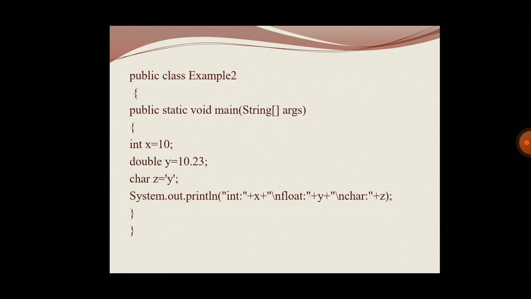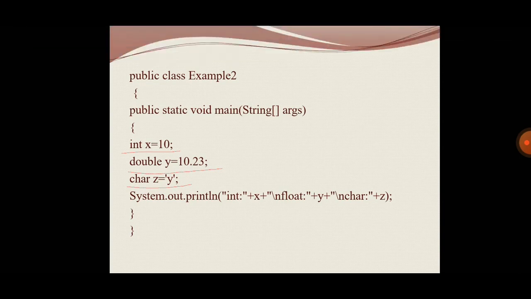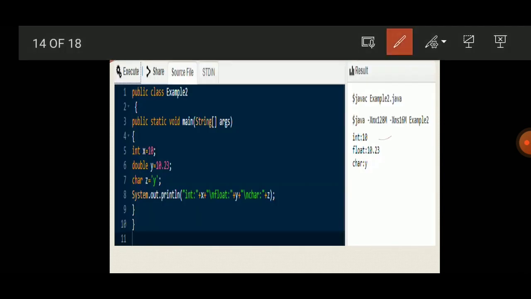So let us see an example here. Here integer x is defined as 10, the real number is defined as 10.23, and the character z is defined within quotes as y. If we declare a variable as character, it can accept only one character. So the program is executed and we have got the output here: integer 10, float 10.23 and character y.